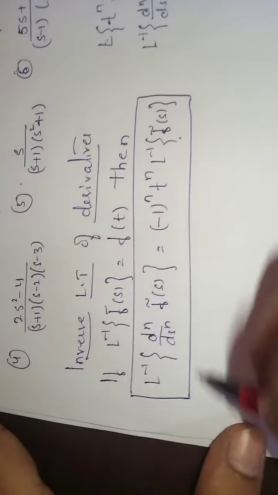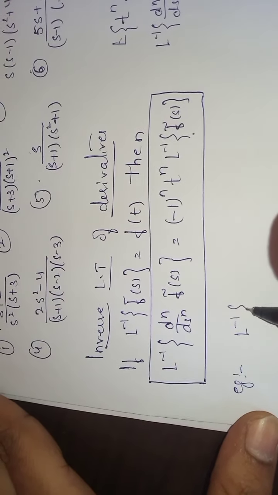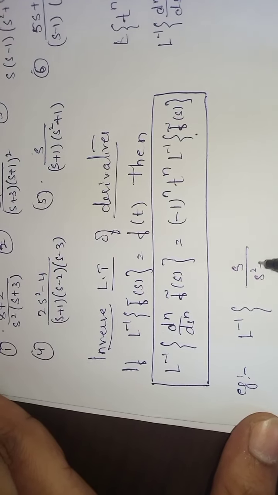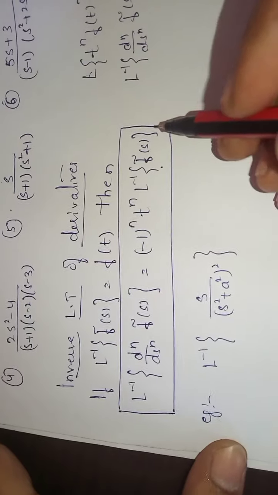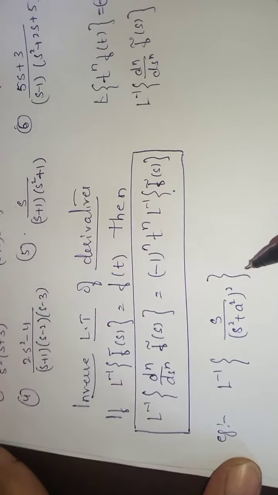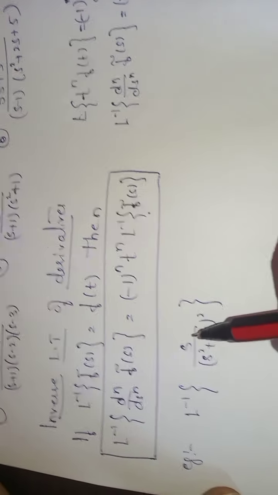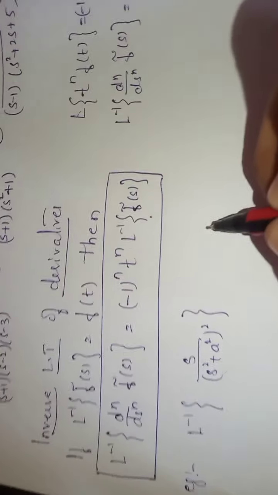According to this property, for example, this is a very famous problem: Laplace inverse of s by (s square plus a square) whole square. In the previous problem on partial derivatives, I said we would do this result using Laplace inverse of derivatives, because only for such problems can you apply the inverse Laplace transform of derivatives.